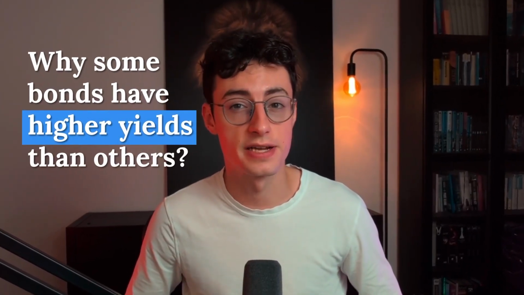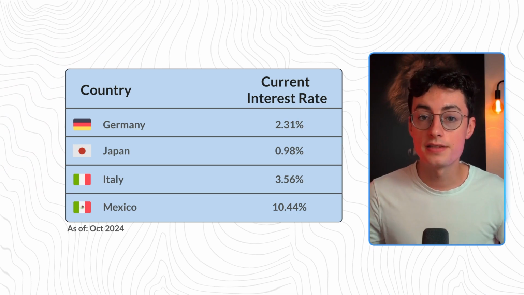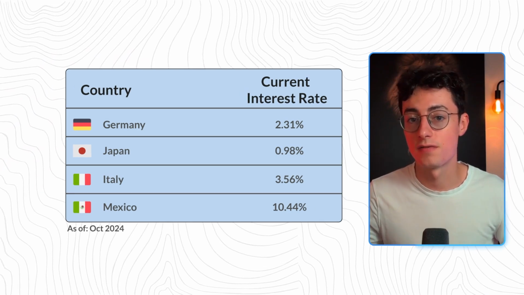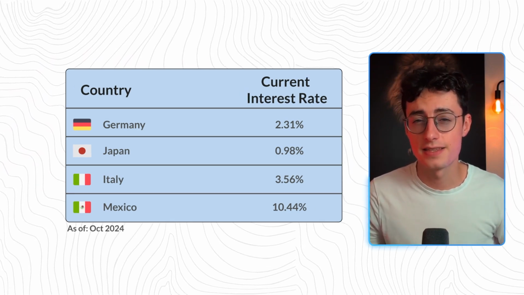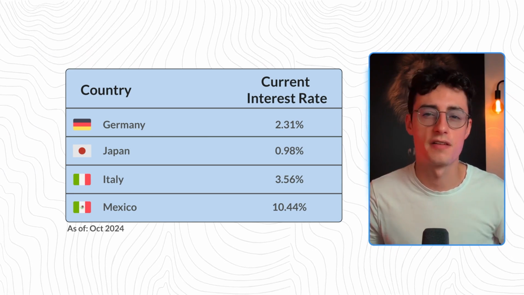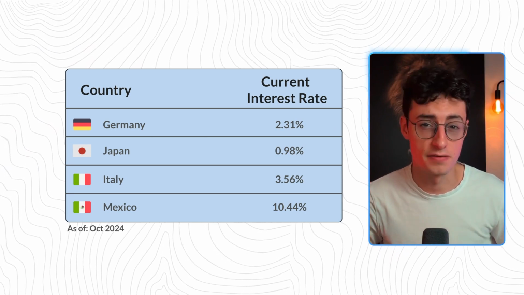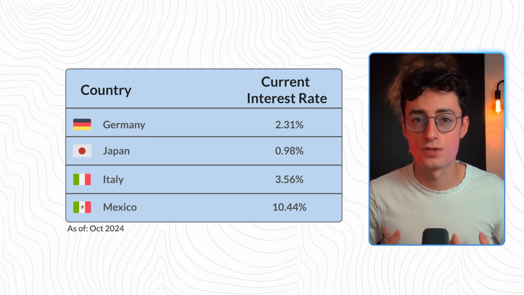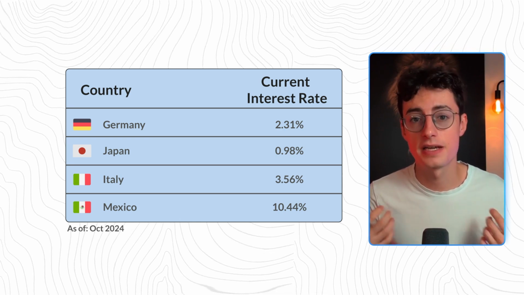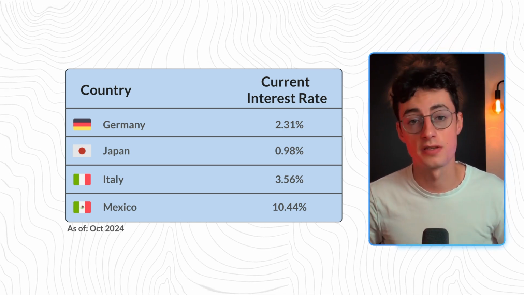Let's now address why some bonds have higher interest rates or yields than others. In this table, you can see the interest rates of listed government bonds. Actually, this table is the list of the yields of the government bonds and not the interest rate itself. For the purposes of this video, we'll treat both as one and the same, but I'll make a separate video explaining the difference between the two.